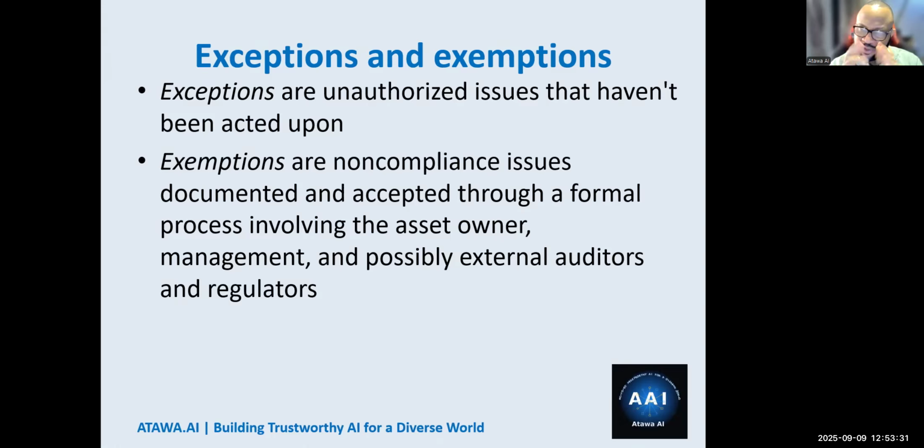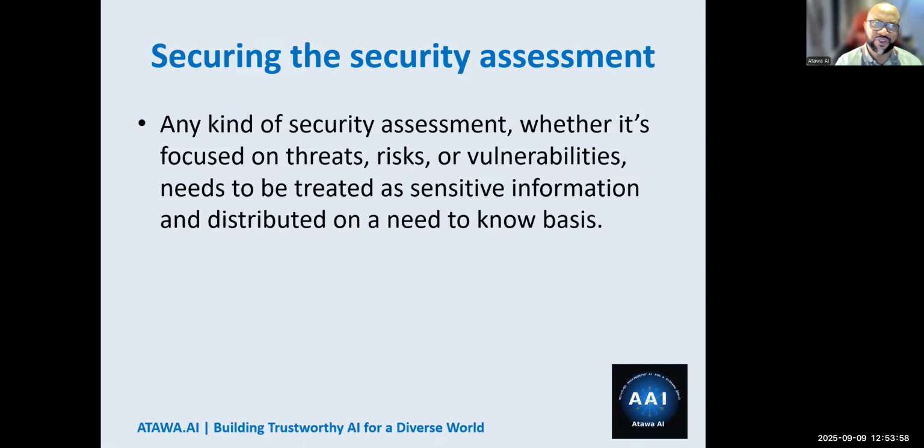So there are two doctrines, which are exceptions and exemptions, right? If you have an exception, basically it's just an unauthorized issue that hasn't been acted upon. An exemption would be non-compliance issues documented and you've accepted it through some kind of formal process, right? Involving the person that owns the asset, management, and all that. Just notice, you might rarely see this on the exam, but it's just for definition purposes.